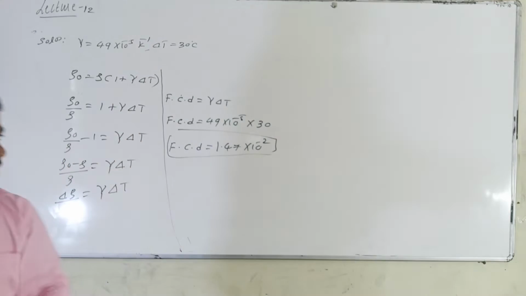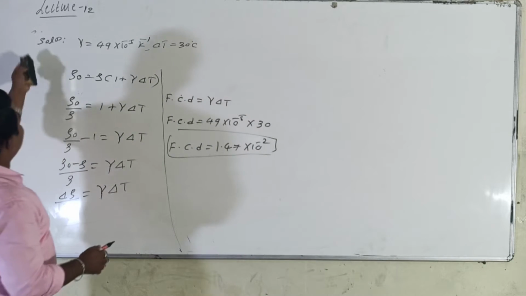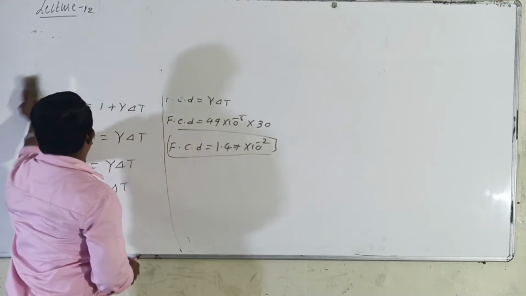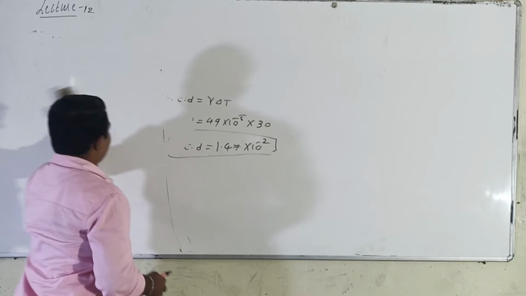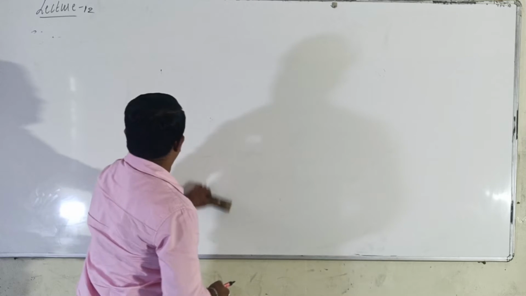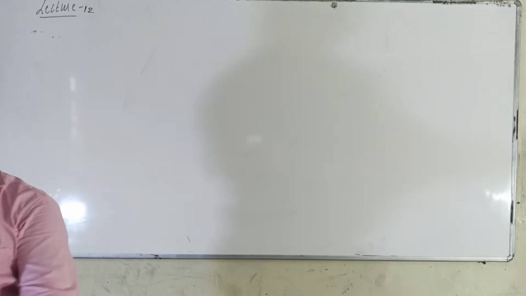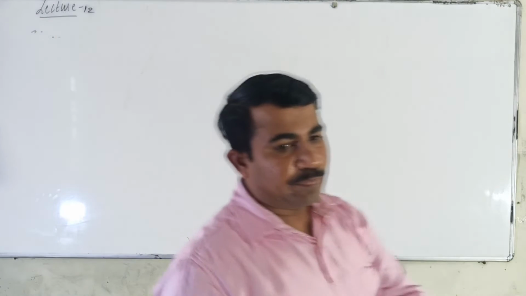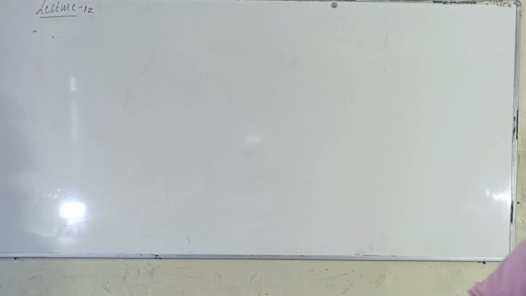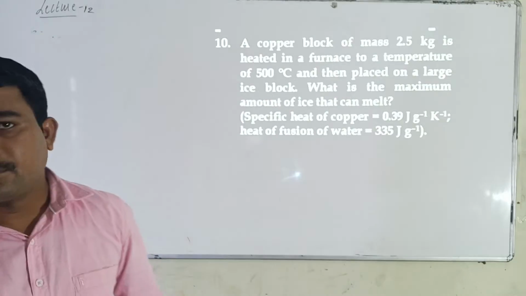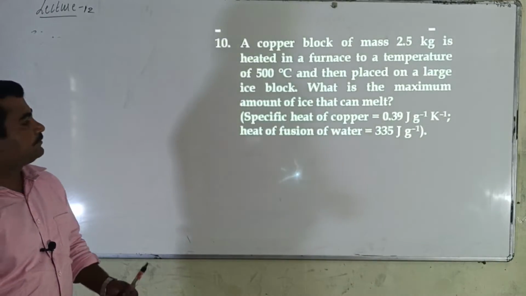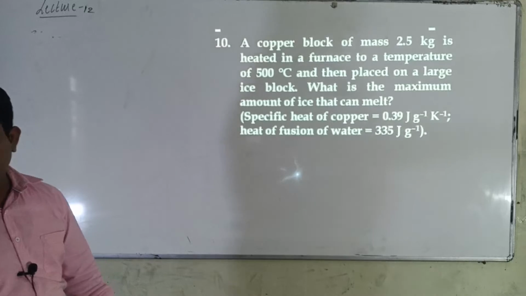Now let us move to another numerical. See here. Let us go for another numerical. See here, next numerical. Look at me. Numerical number. See here.